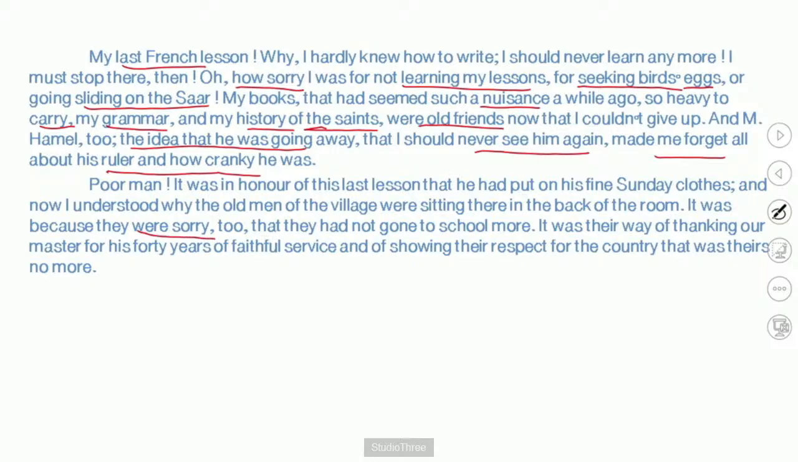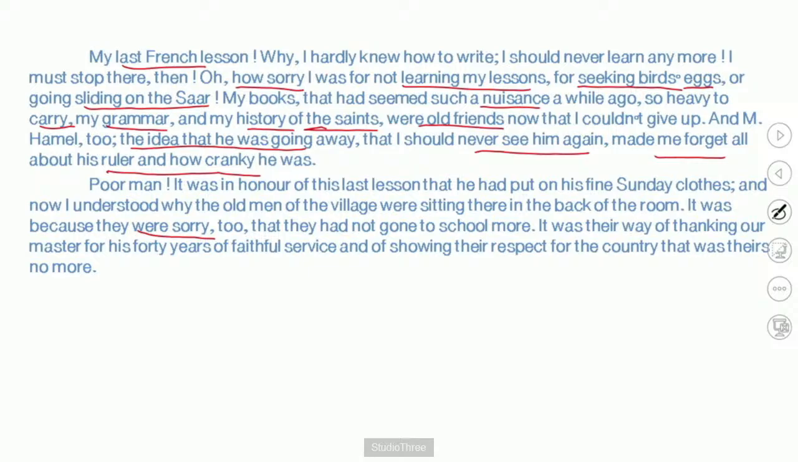Means all the villagers, even the old persons, are also there. And why they are sitting there, he did not understand at first. And now, a little bit, he comes closer through small thoughts, small notices and incidents, and understands that all the people were sorry for him, that since tomorrow he will never see his master again, but he never forgets about his ruler and his cranky manner.